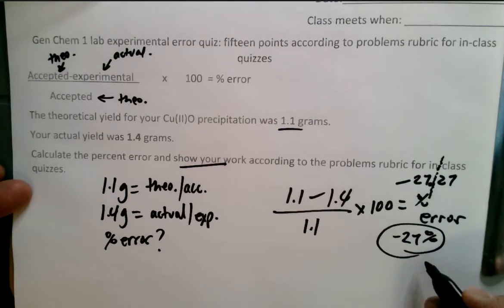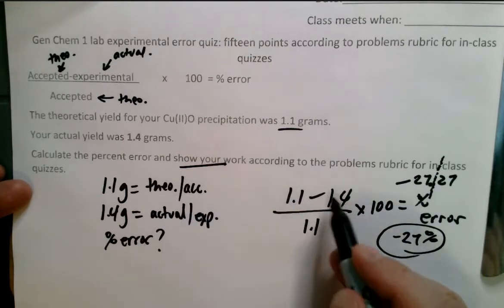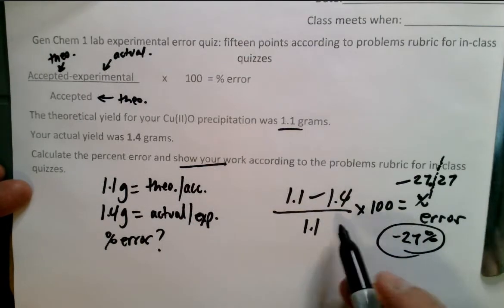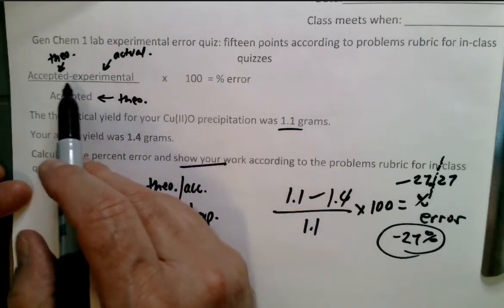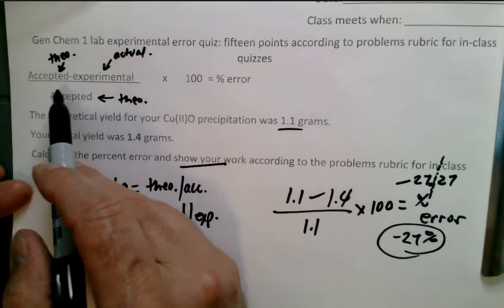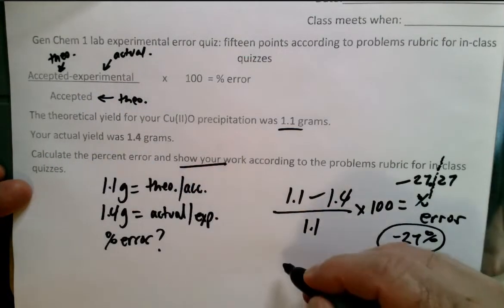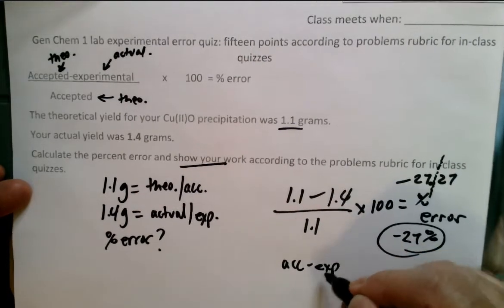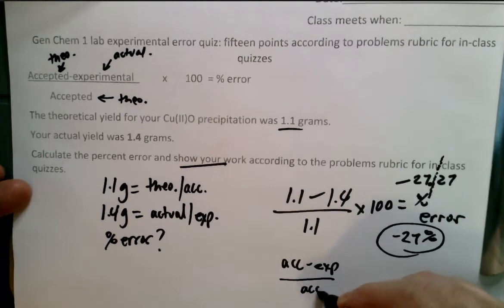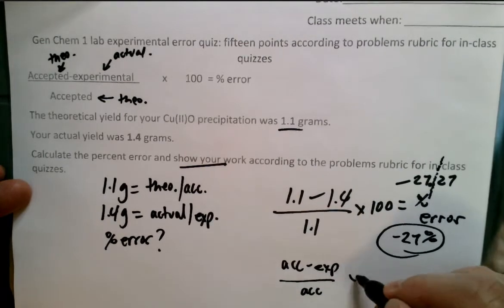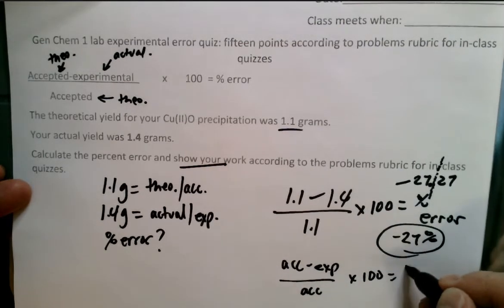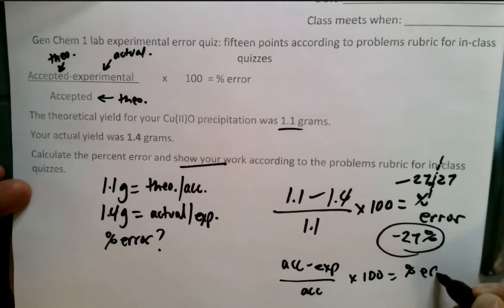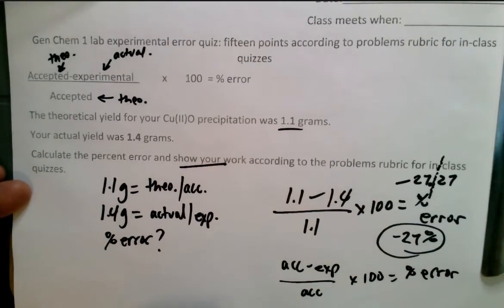It's circled. I've listed the data. I've plugged the formula. You could make a case that I should actually list the formula. You know, maybe we should say accepted minus experimental divided by accepted times 100 equals percent error. There's not a whole lot more work that I can think of that we should show.